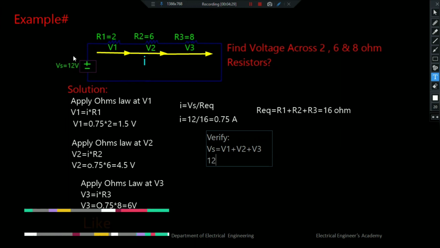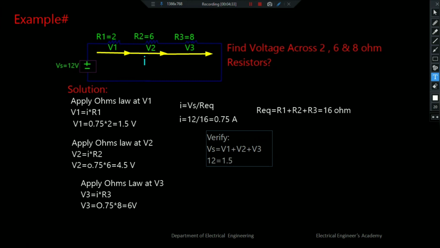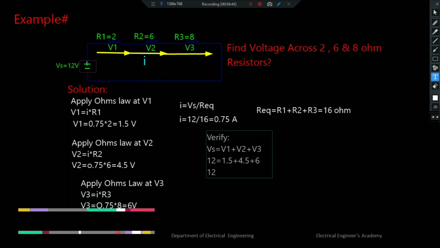Here Vs is equal to 12 volt and V1 is equal to 1.5, V2 is equal to 4.5 and V3 is equal to 6. I add these three values so that it becomes 12 is equal to 12. Here left hand side is equal to right hand side, so our answer is correct.